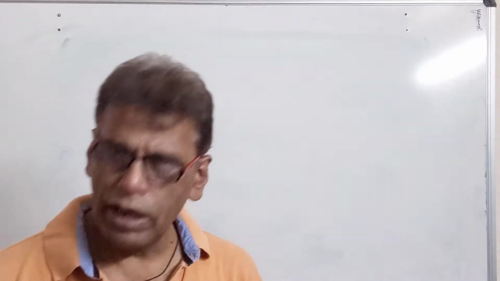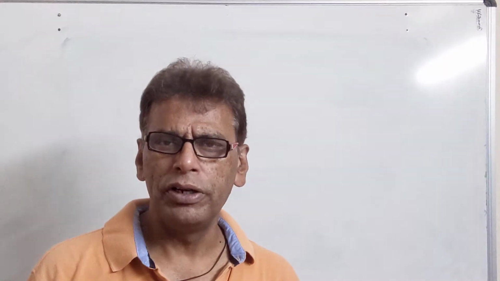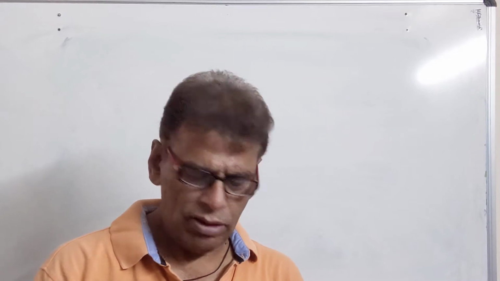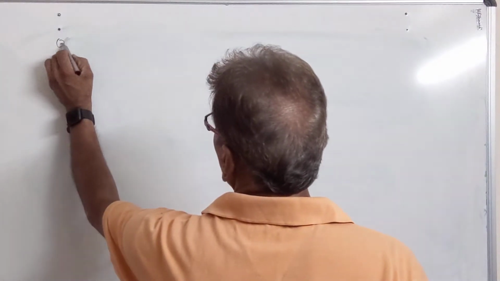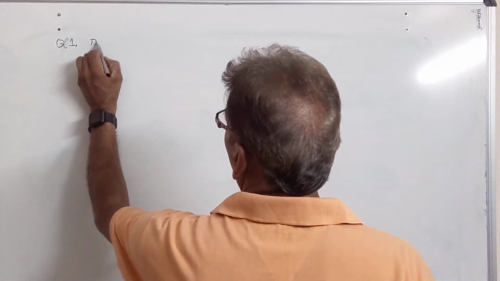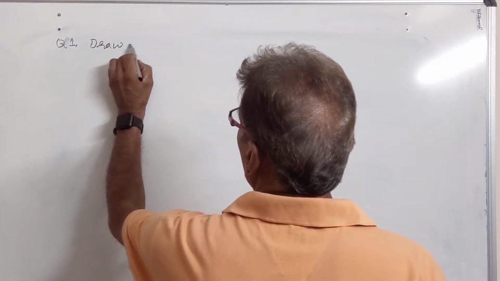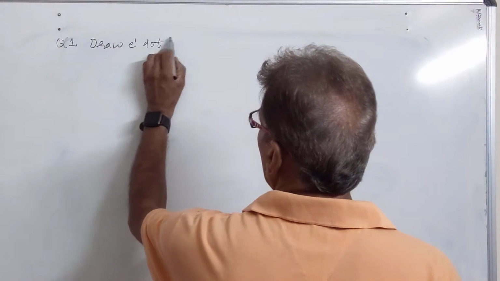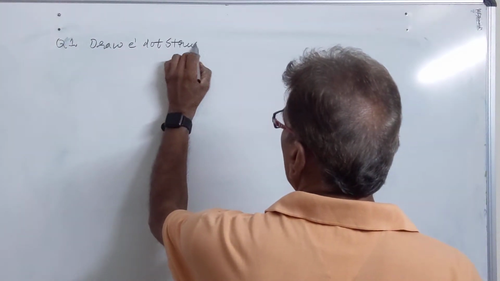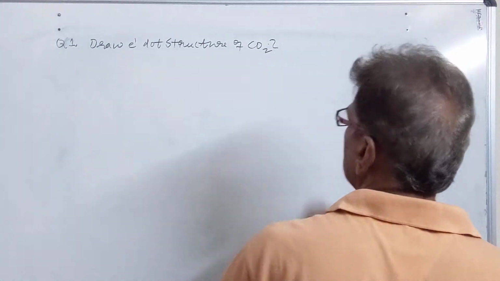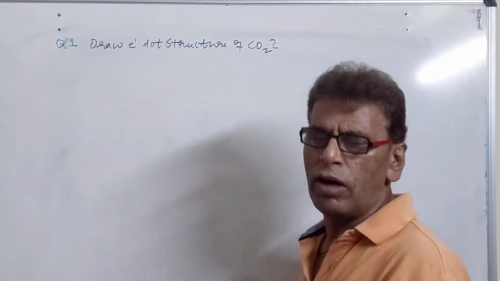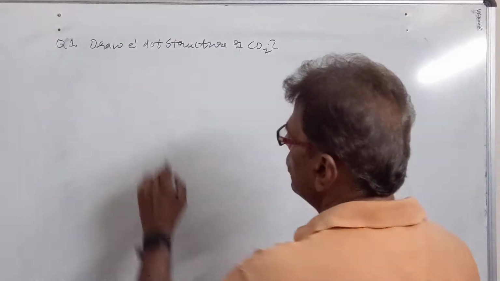So continuing with carbon and its compounds, the fourth unit of 10th class, let us now solve some textbook questions. Question number 1 from the textbook is: draw the electron dot structure of CO2. For these types of questions, you first of all complete the octet of these two atoms.